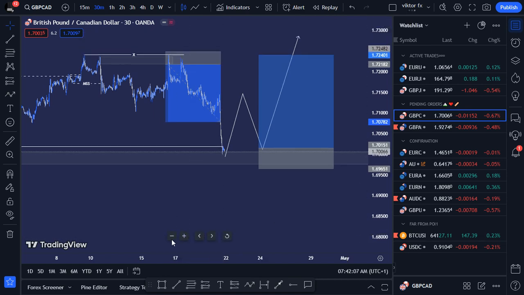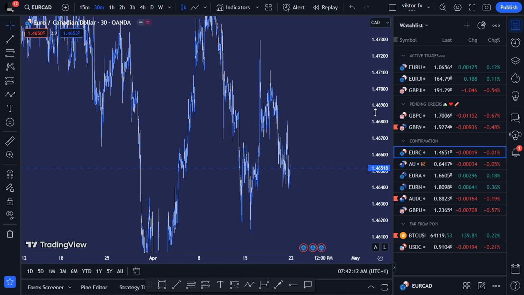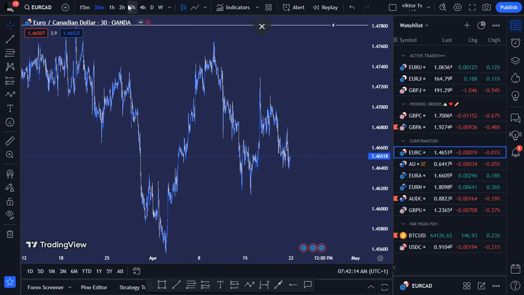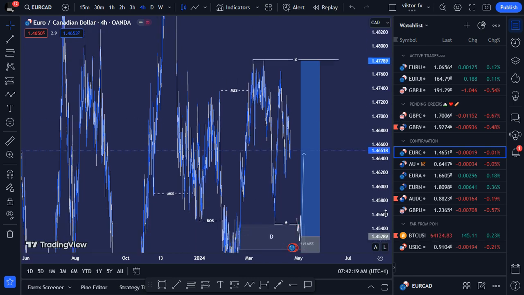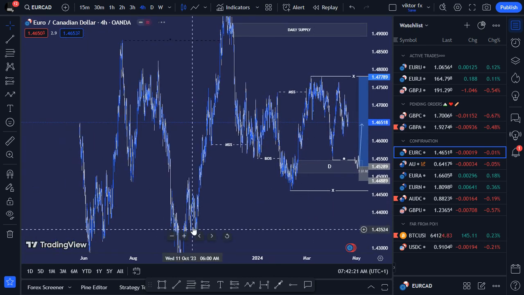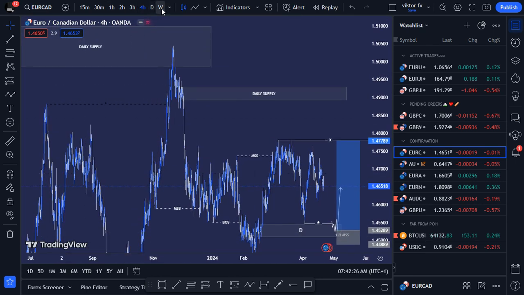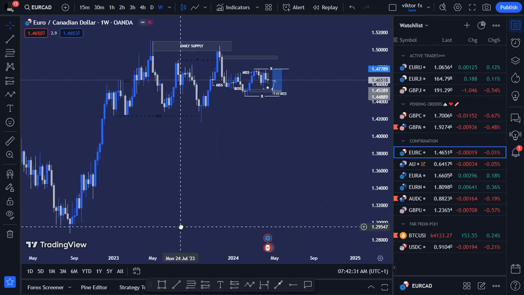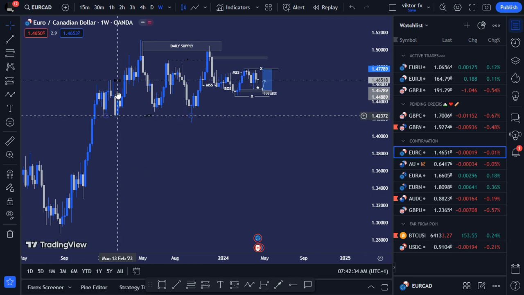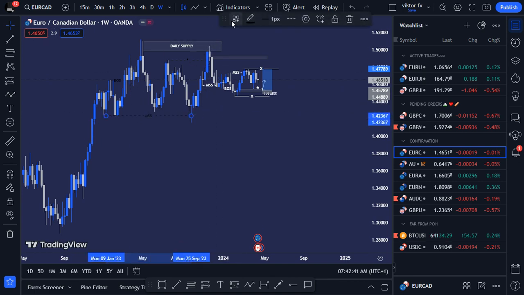Okay, so the pairs. Euro/CAD is basically a trade based off liquidity concepts. As you can see here on the 4 hour time frame, or let me just take it to the weekly time frame for you guys. On the weekly time frame, we can see that price was overall bullish and price broke structure here. Let me just quickly manually edit this.